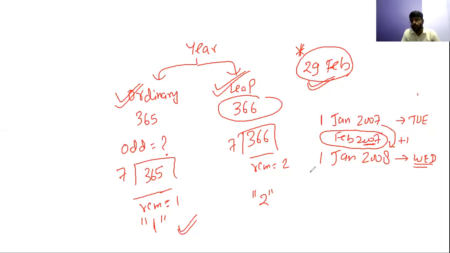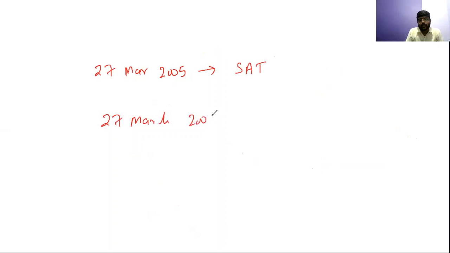So I hope now you do not have more confusion in this. Let me discuss more examples here again. See, if I take this kind of question, we have 27th March 2005, and this is, let's suppose, given to you as Saturday. I ask you the question for 27th March 2007. Okay, I've taken the gap of 2 years now.